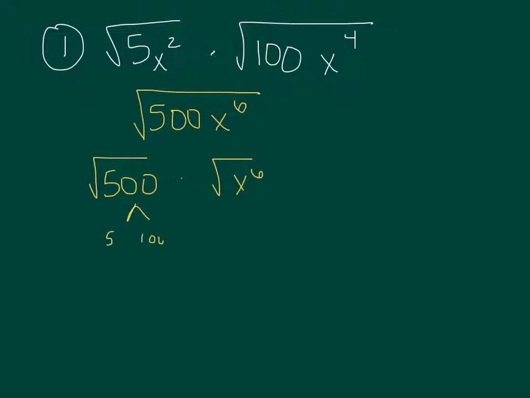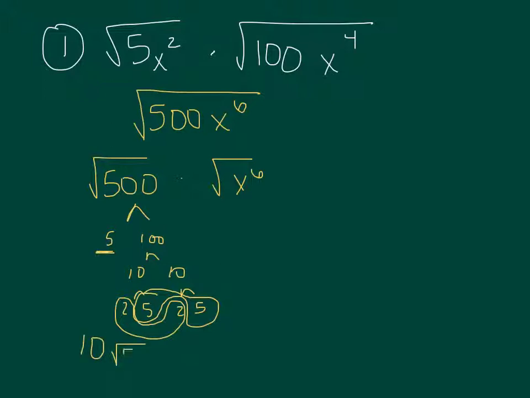Well, 5 times 100, 10 times 10, 2 times 5, 2 times 5. You look for pairs. So I have a pair of 2s, I have a pair of 5s, and I have a loner 5 that stays by itself. Okay, so we have a pair of 2s, a pair of 5s, so those go on the outside. So 2 times 5 is 10. Back on the inside is that 5 that was by itself, didn't have a pair.